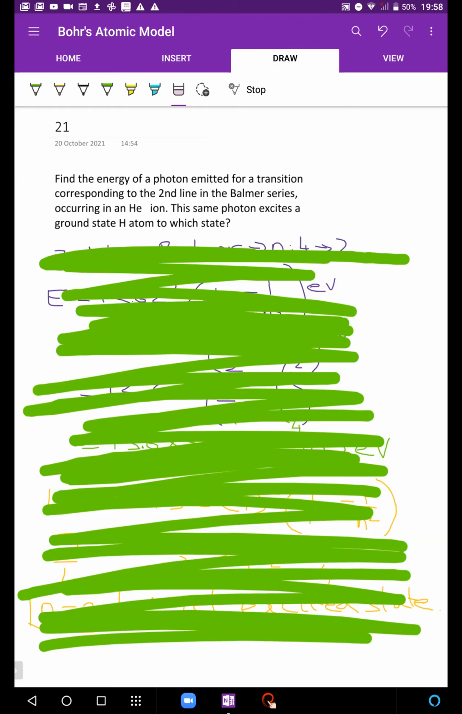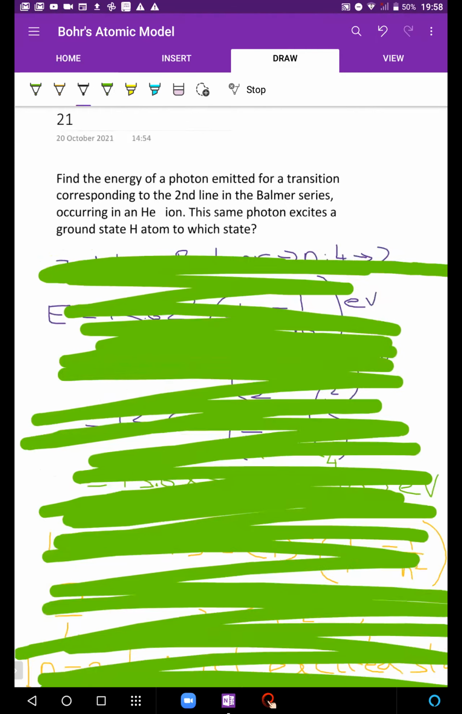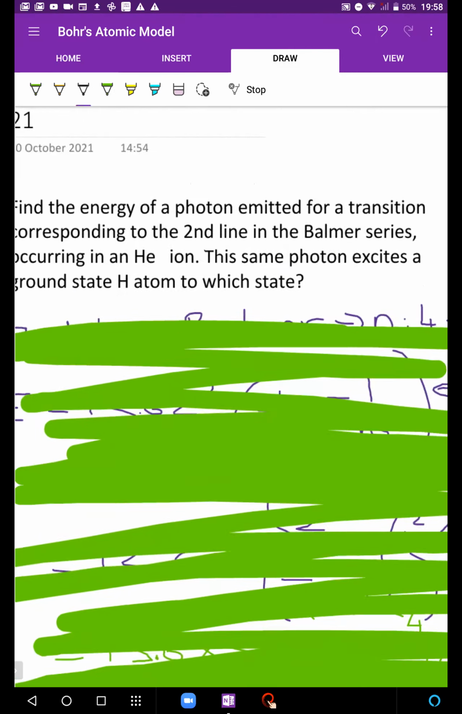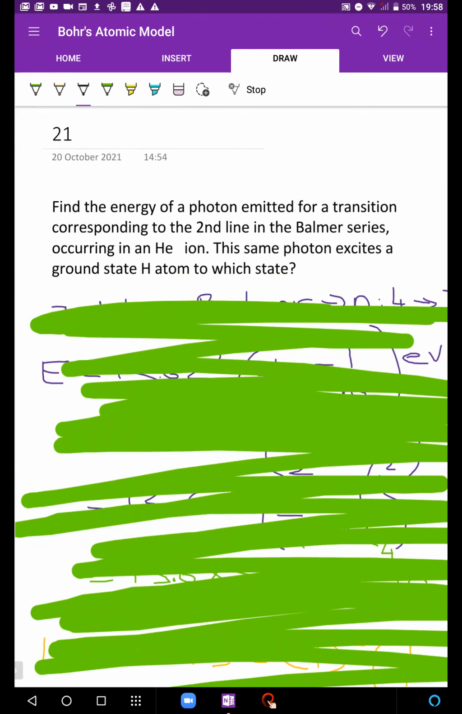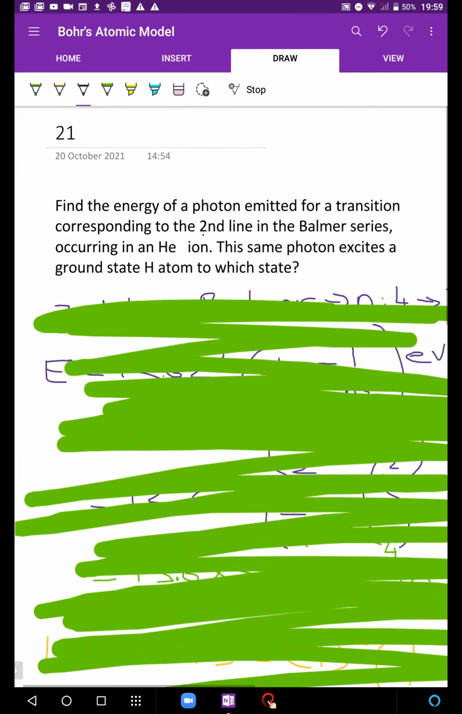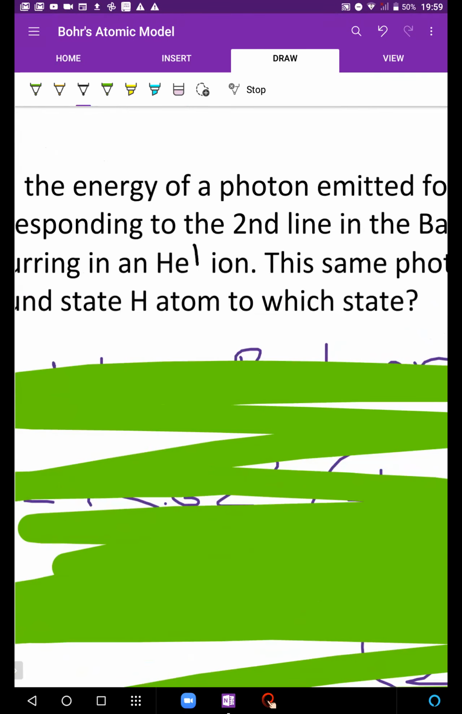Find the energy of a photon emitted for a transition corresponding to the second line in the Balmer series occurring in an He plus atom, He plus ion.